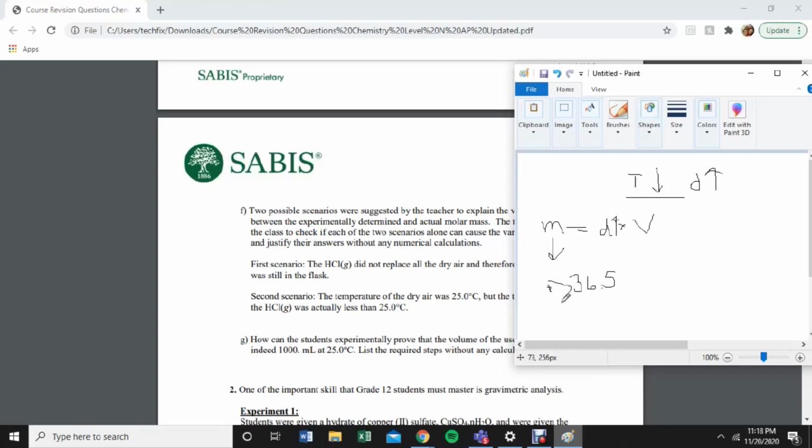It would be greater than it. The mass that we got was 34.3, which is less than 36.5, so that's not valid. If the temperature was less, density is higher, and the mass should be higher, but we got the mass to be lower, so the second scenario is not valid.